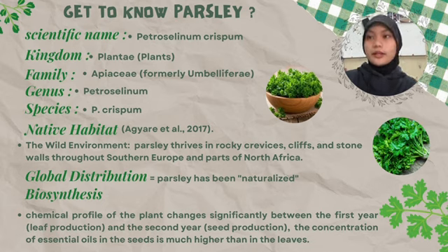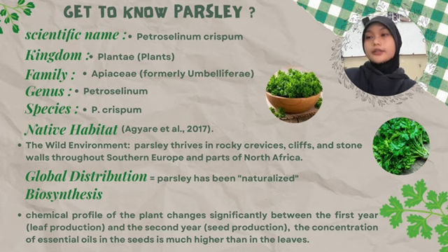So the native habitat of parsley is the Mediterranean, where parsley lives in wild environments. Parsley thrives in rocky crevices, cliffs, and stone walls throughout southern Europe and parts of North America. The other fact about the growth of parsley is that it loves mild, wet winters and warm sunny summers because it helps them grow faster. But parsley isn't a fan of extreme tropical heat and desert because it struggles in the peak of a hot summer.